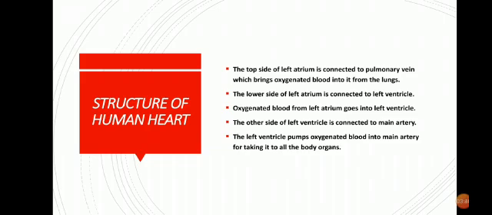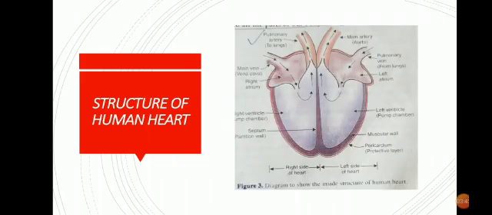Now if you see this diagram, it will be clearer to you. Over there, you can see which one is the left atrium. The top side of the left atrium is connected to the pulmonary vein. Let me tell you what the pulmonary vein is. Pulmonary is the term that refers to the lungs, so this vein is associated with the lungs.